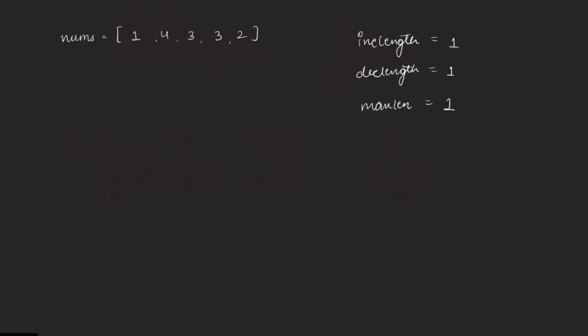And at each point, we will keep track of the maximum length. So if we see over here, we will first compare these two elements. Here 1 is less than 4. These are strictly increasing. So we will increment this by 1 and update this to 1.